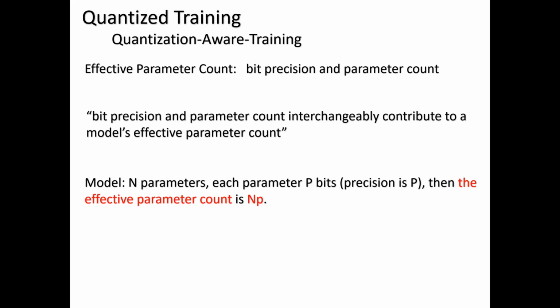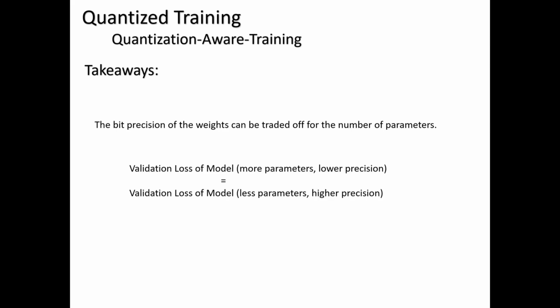The takeaway is that the bit precision of the weights can be traded off for the number of parameters. That means the validation loss of a model with more parameters and lower precision can be the same as the loss of a model with fewer parameters and higher precision.